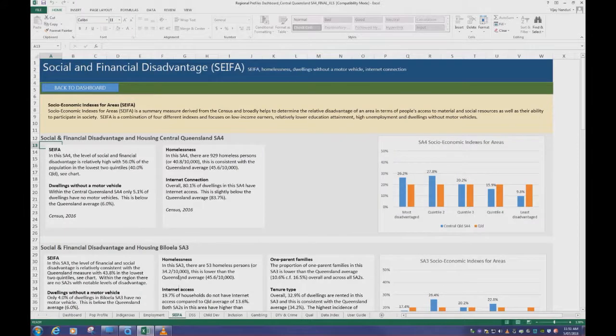Let's look now at CEFA. Socioeconomic Indices for Areas, or CEFA, is a summary measure derived from the census and it broadly helps to determine the relative disadvantage of an area in terms of its people's access to material and social resources, as well as their ability to participate in society. CEFA is a combination of 4 different indices and focuses on low-income earners, relatively lower education attainment, high unemployment, and dwellings without a motor vehicle.